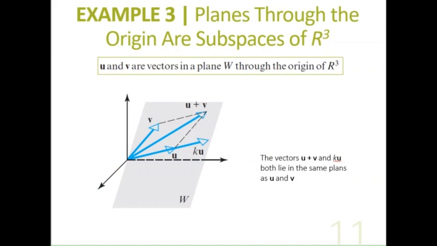We see a similar thing in example 3 when we're talking about planes. Here W is a plane, and u and v are vectors in that plane.